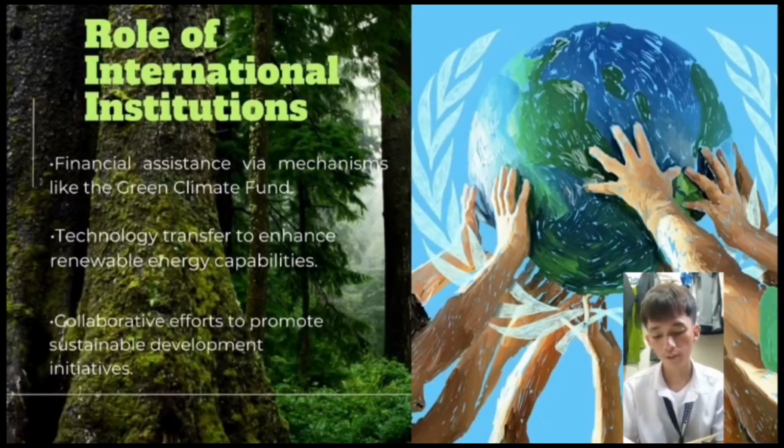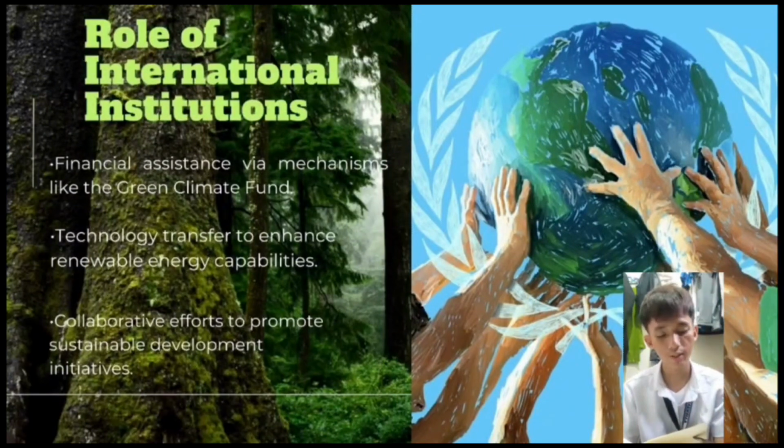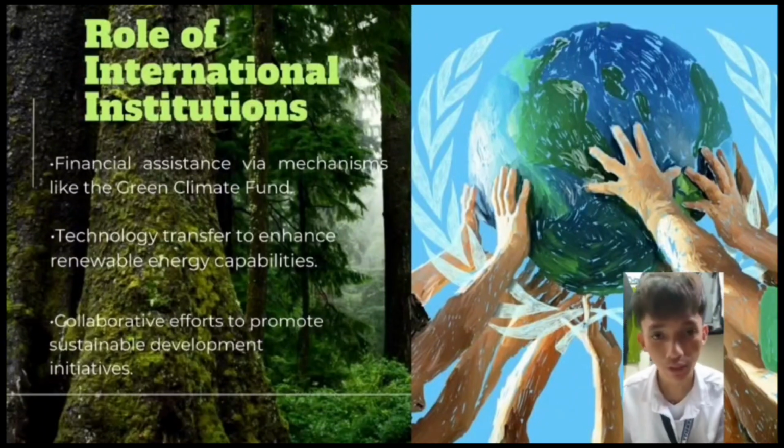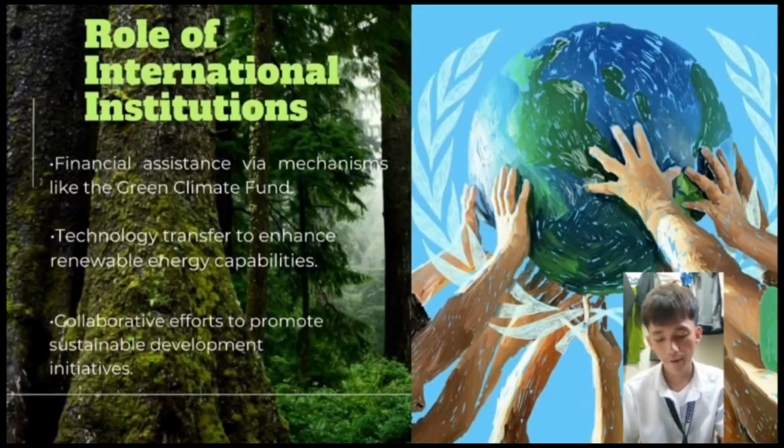So second is the World Bank's Climate Technology Program, which facilitates technology transfer to enhance renewable energy capabilities in the global south. In partnership with India, the program helped implement a large-scale solar power project, providing clean energy to over 1 million households and reducing carbon emissions. It helped reduce carbon dioxide emissions by 1.5 million tons annually.